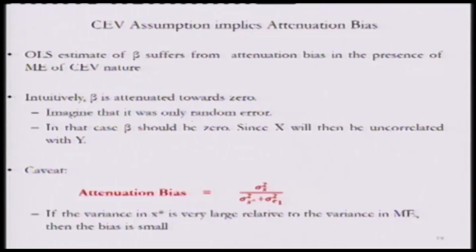So, what we mean by attenuation bias is that the bias is going downward. The estimate of beta is actually lower than the true value of beta. Imagine that it was only random error. Imagine that the value of x that you observe has no true value of x in it, it only has random error. If you think of x as income, what we are saying is that everyone reports their income with error, and there is absolutely no true income which is reported.